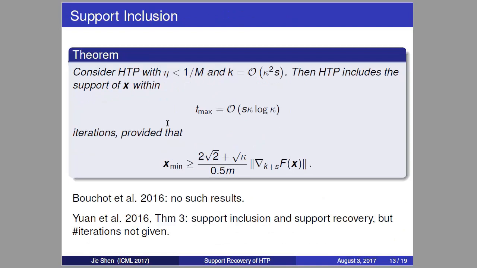Finally, we show that if RIP is not satisfied, we can relax the sparsity parameter k to kappa squared times S. And in this case, HTP guarantees support inclusion, which means the support of X is included in the support of the iterate. There is no such result in Bouchot 16. In Yuan 16, they built the results of support inclusion and support recovery, but the iteration complexity was not given.